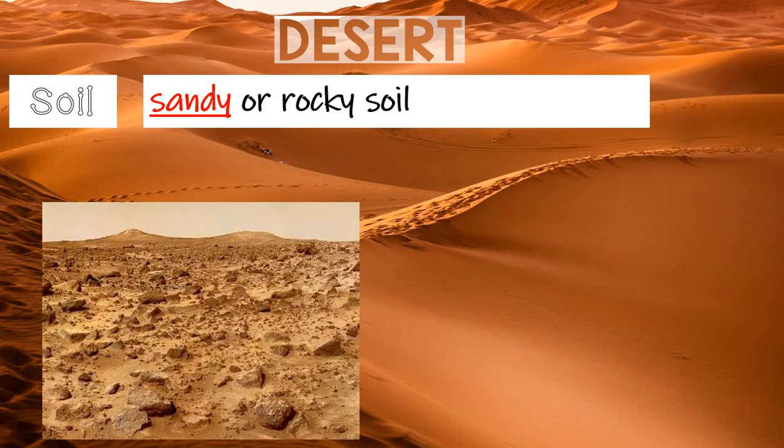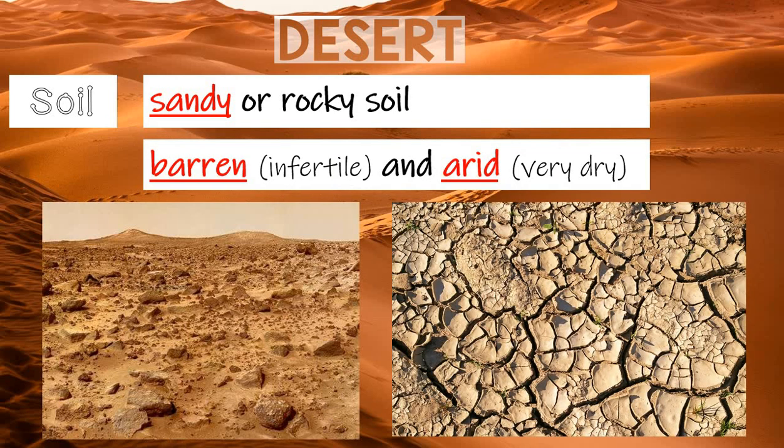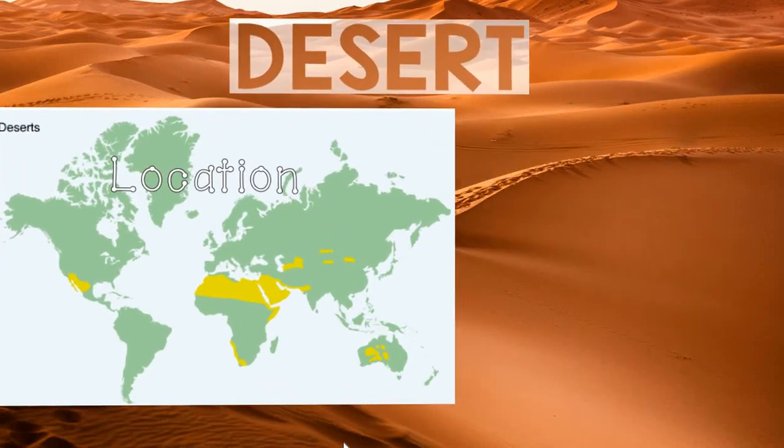The soil in the desert is usually sandy or very rocky, and that's partly because there's so little water that there's not erosion going on. So there are rocks that are there, and they're going to be there for thousands and thousands of years because there's no water to break them down. So it tends to be very rocky or sandy. And then it is also described as barren or infertile, meaning that there aren't nutrients in that desert that allow plants to grow. And of course, it is arid soil, very, very dry, and often looks cracked like that.